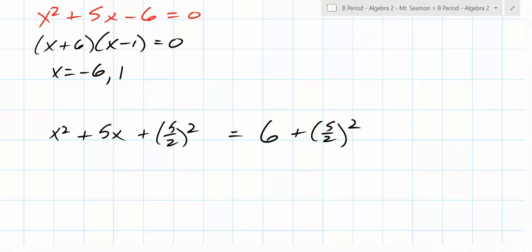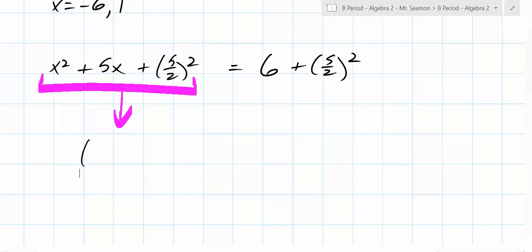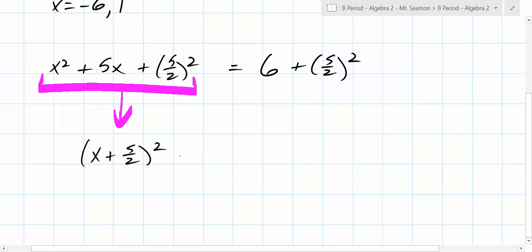Why do you do that? Because when you do that, what happens to this? What does this turn into? It turns into what? X plus 5 over 2 squared. And on the other side, it's 6 plus 25 over 4. How many fourths are there in 6? There's 24 of them. 25. What's 24 plus 25? 49.